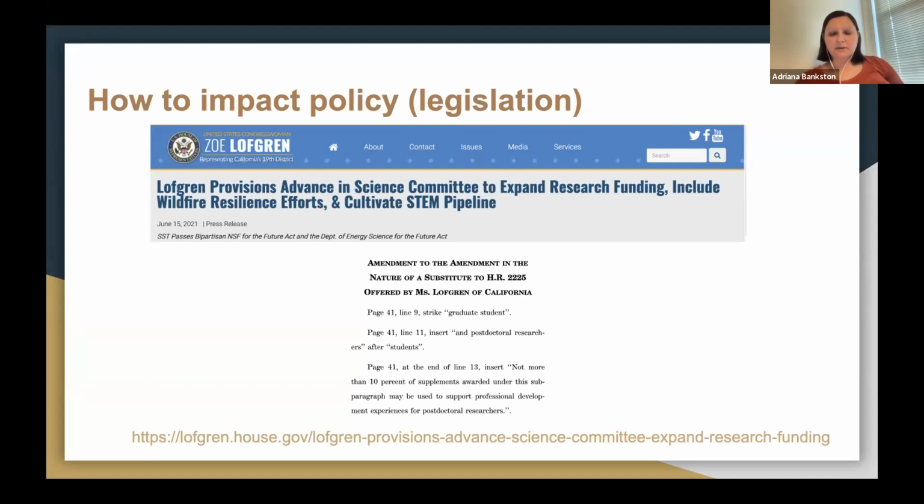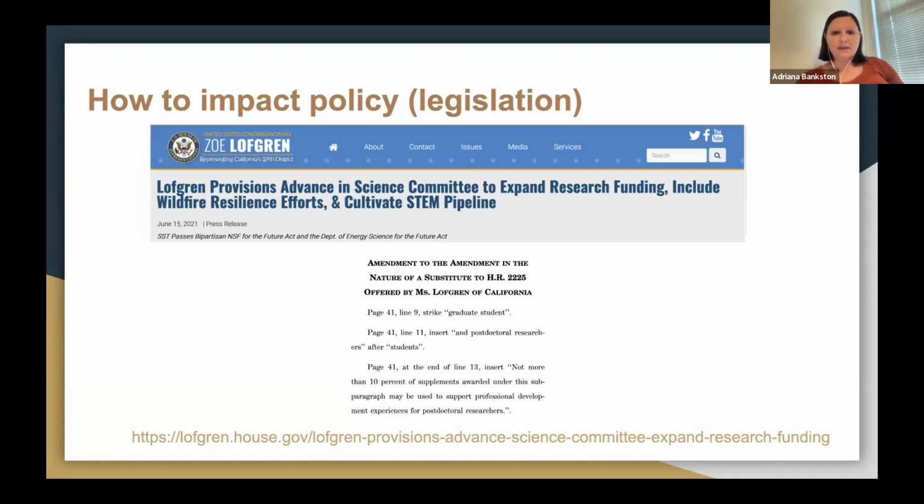amendments to the bill. So you can see what this looks like here, because I wanted to show you the legislative language. We included, essentially, this is a part of the bill that talks about why we need more mentoring and training, career training for students and postdocs. They didn't actually have postdocs in the bill, and so you can see basically we added that in. Very simple. It's a strike graduate student, insert postdoc.